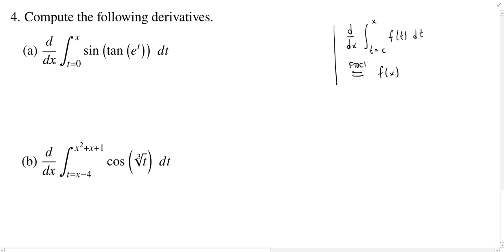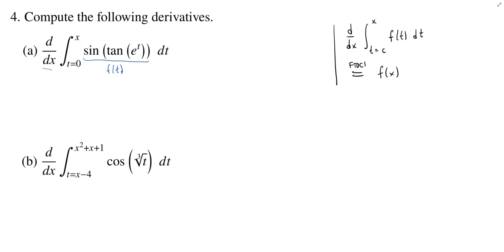I'm taking a derivative. We start at 0, we go to x, and then my function is sine of the tangent of e to the t. It looks very complicated, and you might be tempted to try to do something crazy in order to find an antiderivative for this, but don't.